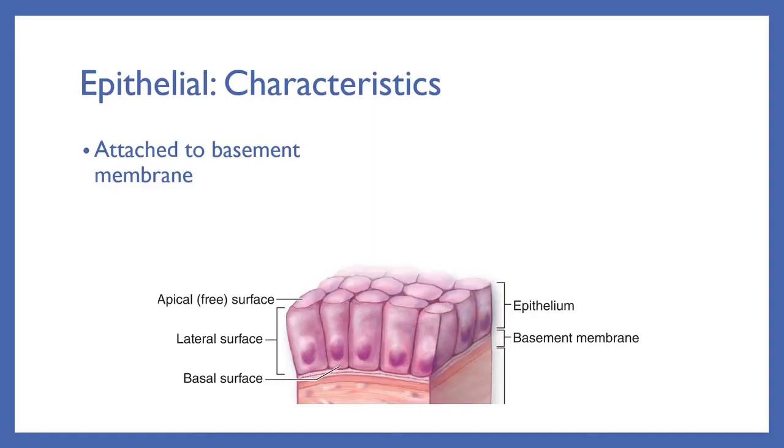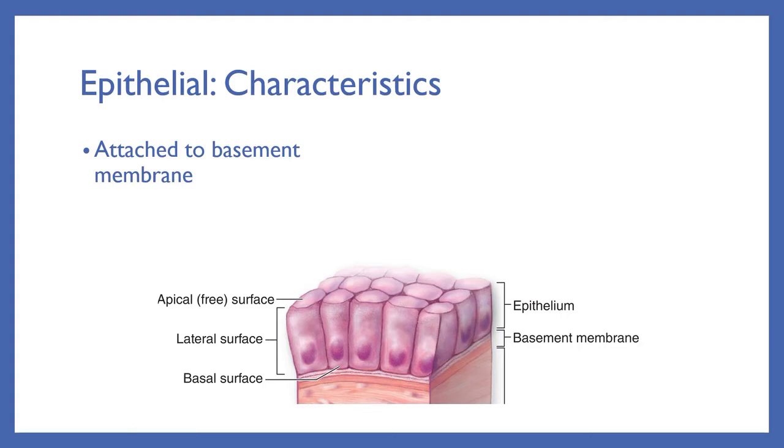Some characteristics of epithelial tissues are that they are attached to a basement membrane. This means that whenever you see an epithelial cell, it's always going to be standing on a surface. If you were to take a bunch of students and stand them together at the front of the class and tightly pack them shoulder to shoulder, their feet are all standing on the floor. That's what an epithelial cell is doing. It's standing on the floor. For our cells, we call that floor the basement membrane.